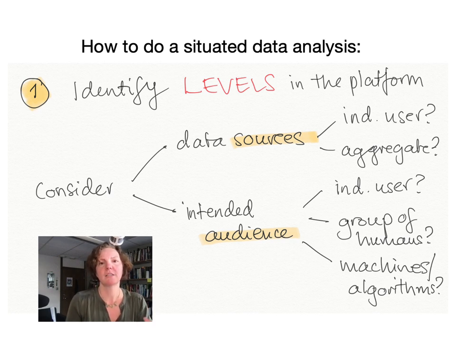So that was Strava. But I think you could do a situated data analysis about the data flows in almost any digital platform or social media. I think what you'd need to do first, you want to identify the different levels in the platform. And with Strava, I found 4 levels. You might find other levels in whatever you're looking at. I think you should consider the data sources. Where does the data in this platform come from? Is it from an individual user? Is it aggregate data? Do people know they're sharing this data?